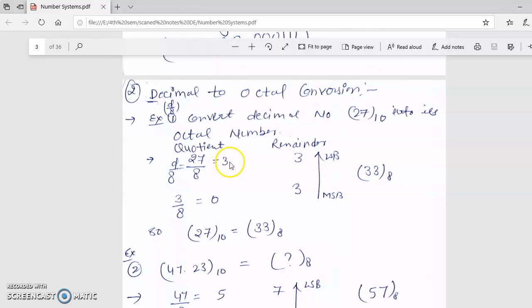Okay, and 3 is the quotient. 3 divided by 8 is not possible, so 3 is remaining. For the whole number or integral part we write MSB and LSB. So we read from bottom to up, so write here 33 base of 8. This is our answer. This is decimal to octal conversion.